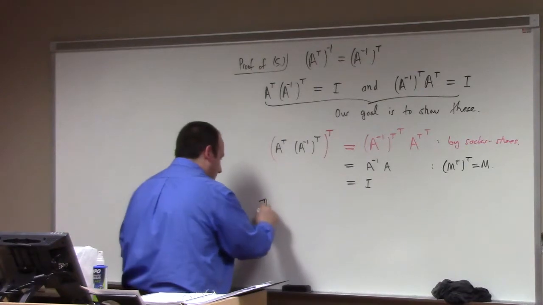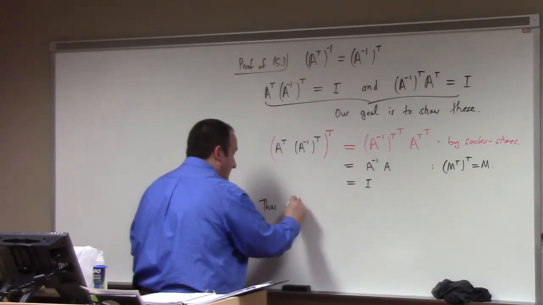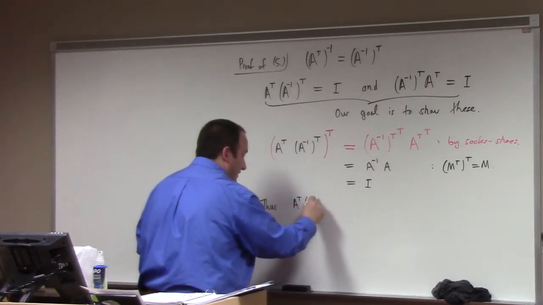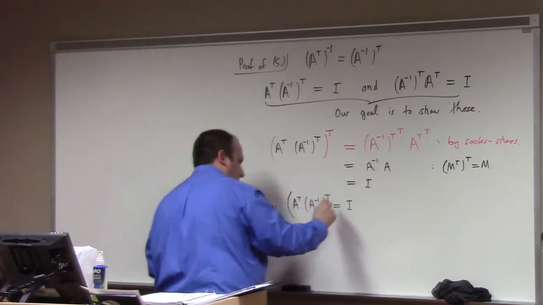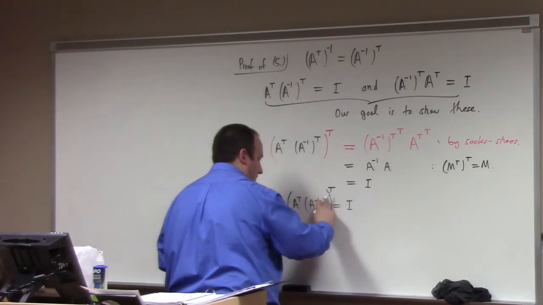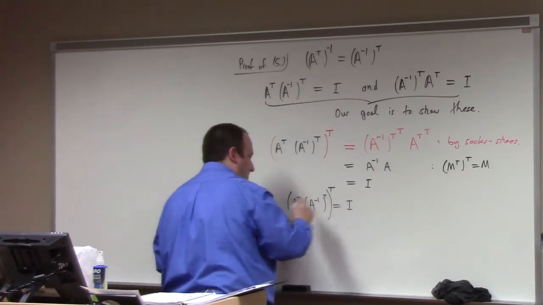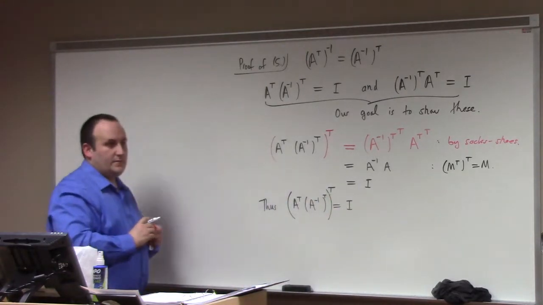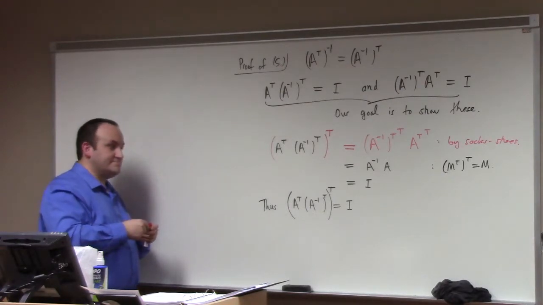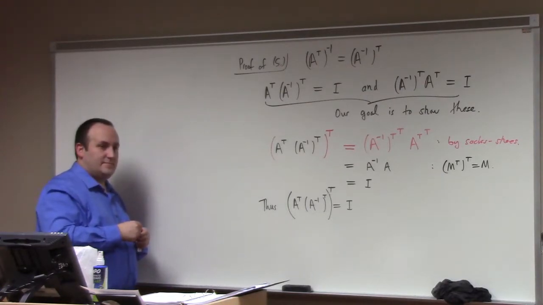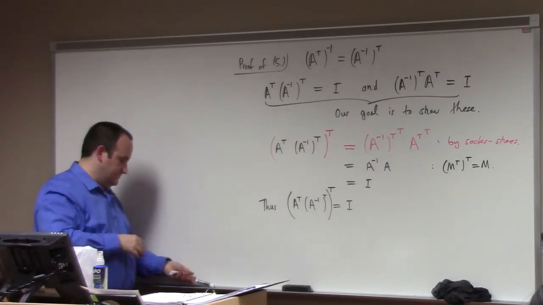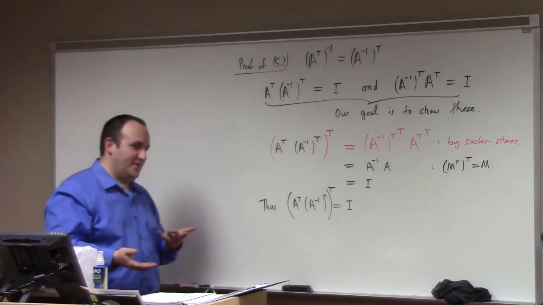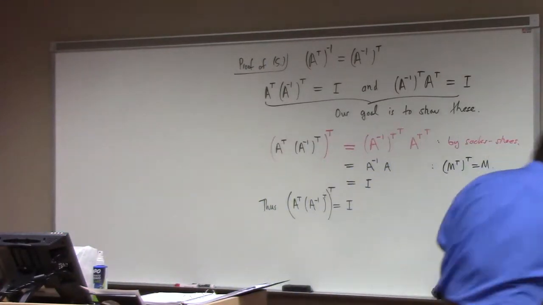So thus, A transpose times A inverse transpose, excuse me, that all transposed, is equal to I. Then what do I do? It's served us well so far. How about we take the transpose again?